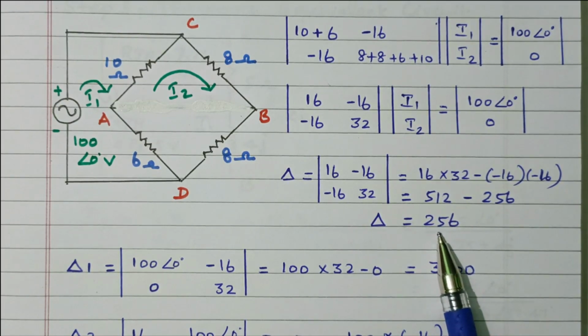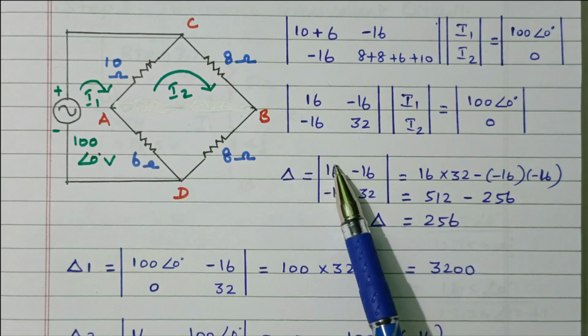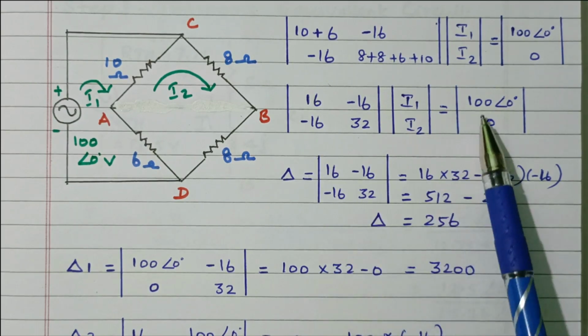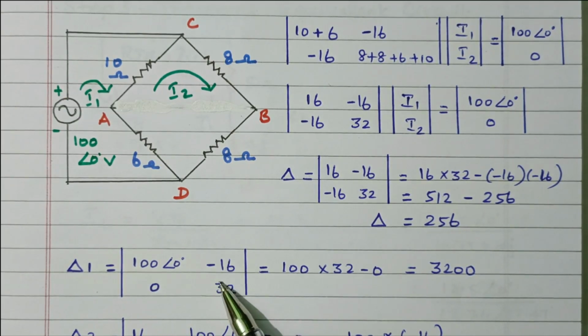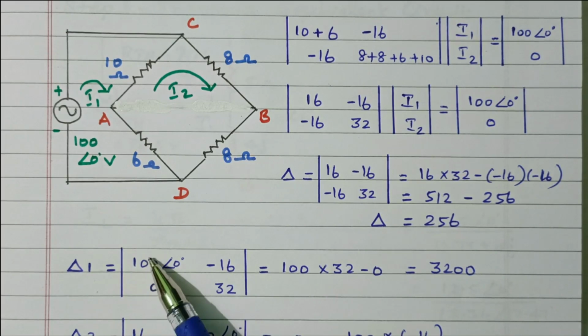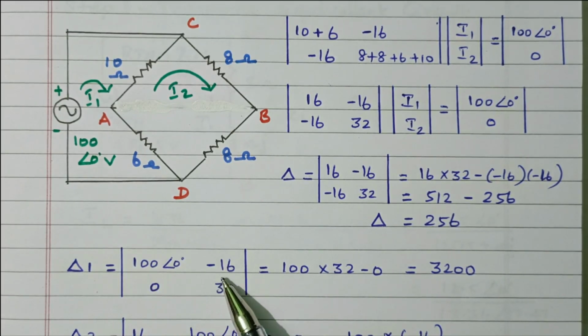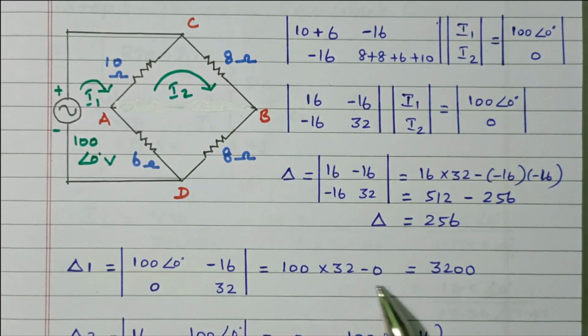Then we need to find delta 1. Delta 1 is nothing but the first column replaced by the voltage matrix. See, this first column is replaced by the voltage matrix. If we replace the second column, that is delta 2. So here the first column is replaced. So 100 into 32 minus 16 into 0. So that becomes 0. So only 100 into 32, 3200.